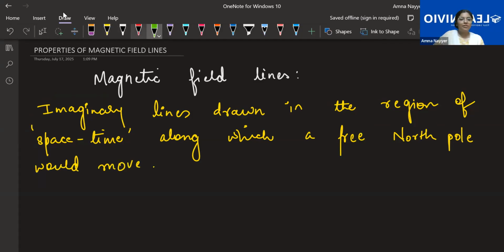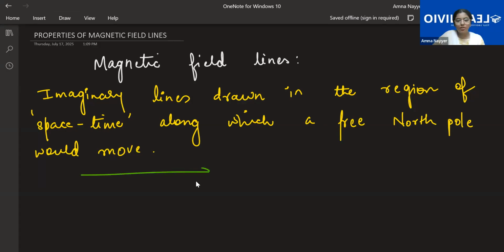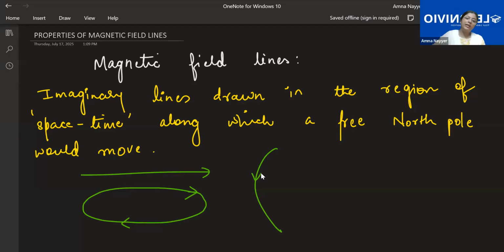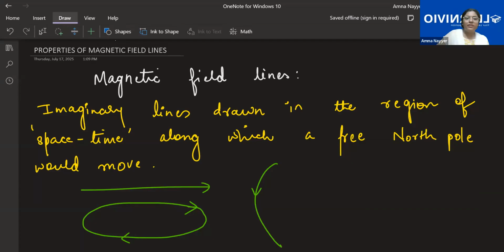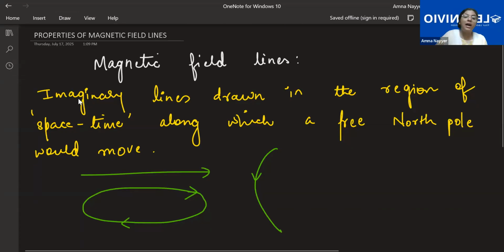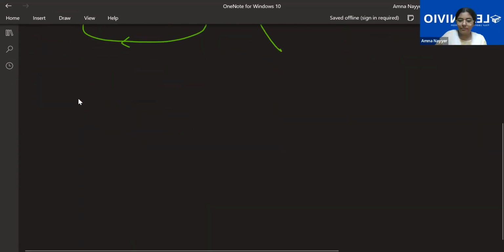These are just imaginary lines drawn, and they can be in any shape. They usually form a closed loop like this, like this. These are all the imaginary field lines. Now we will be specifically talking about the field lines due to a bar magnet, that comes in the exam.